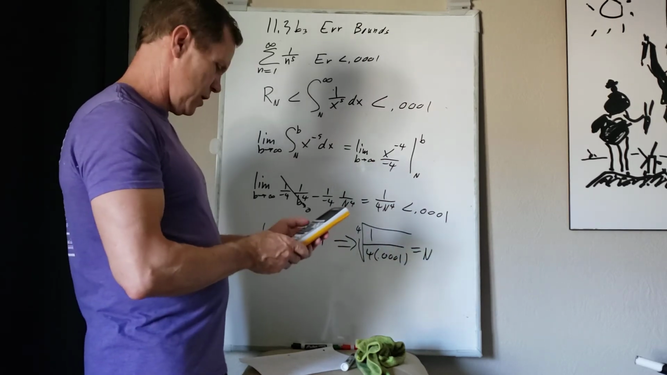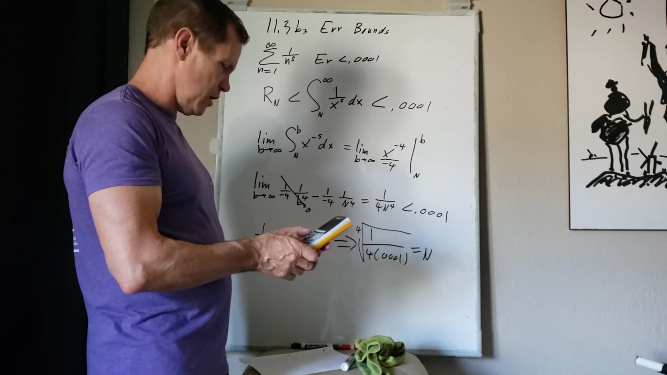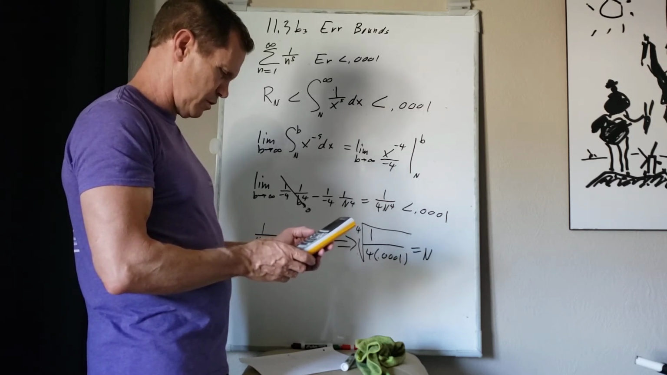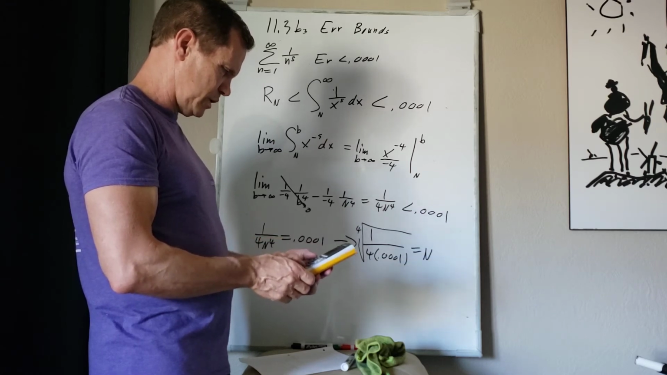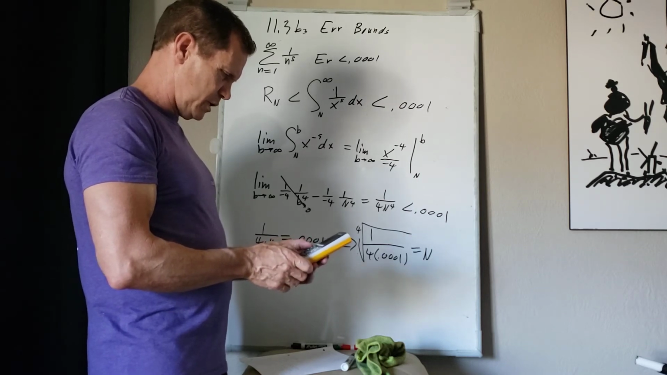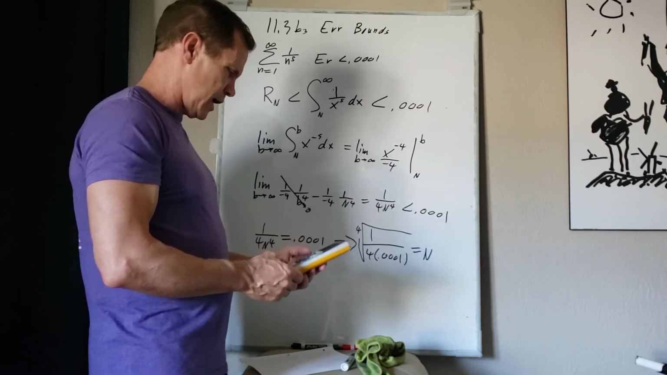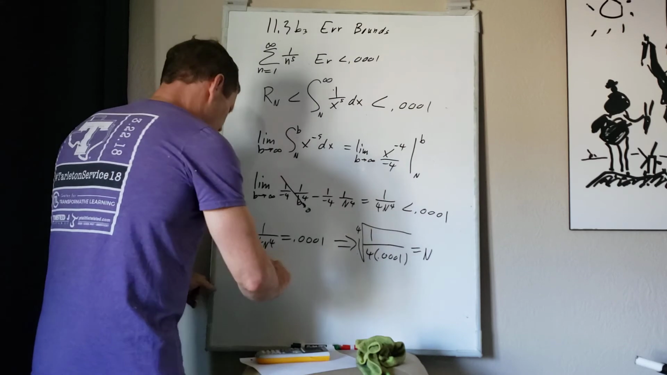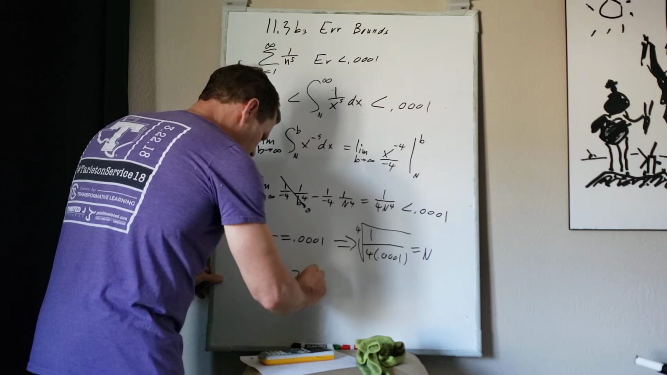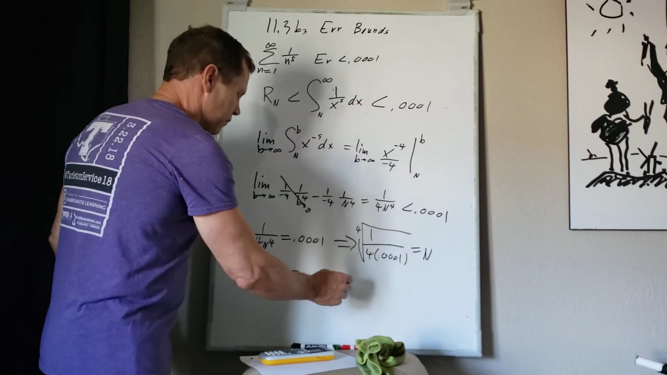Okay, so that's going to give me parentheses 1 divided by parentheses 4 times 0.0001 close parentheses, and I'm going to raise that to the open parentheses 1 divided by 4, close it, enter, and when I do that, I get that N equals 7.071.